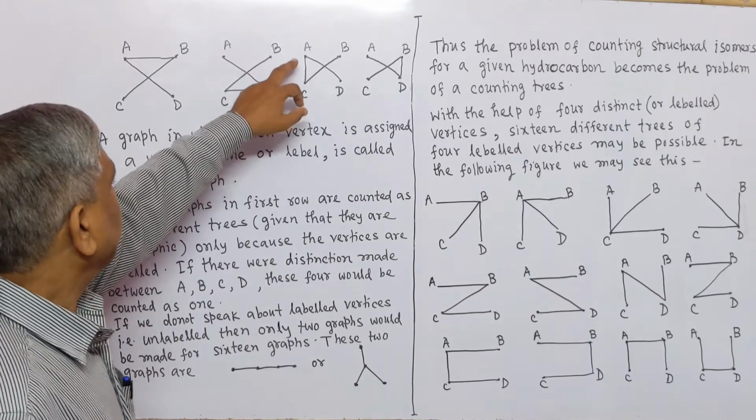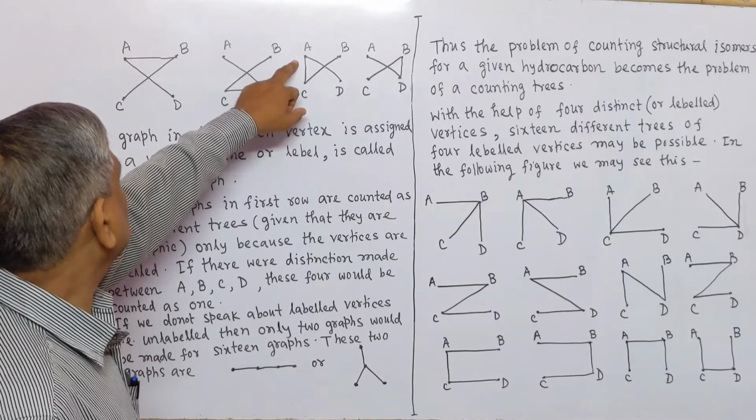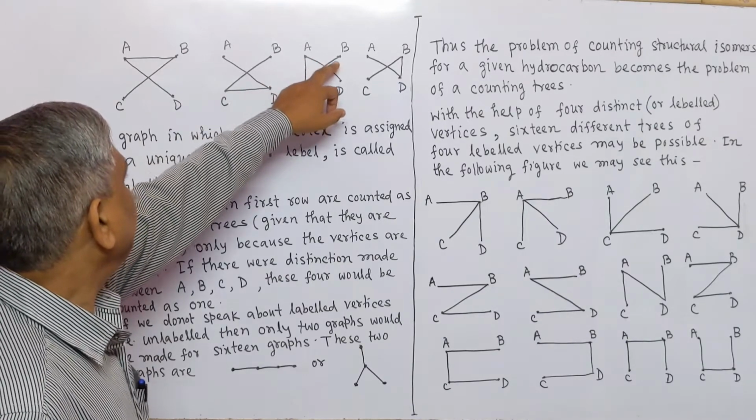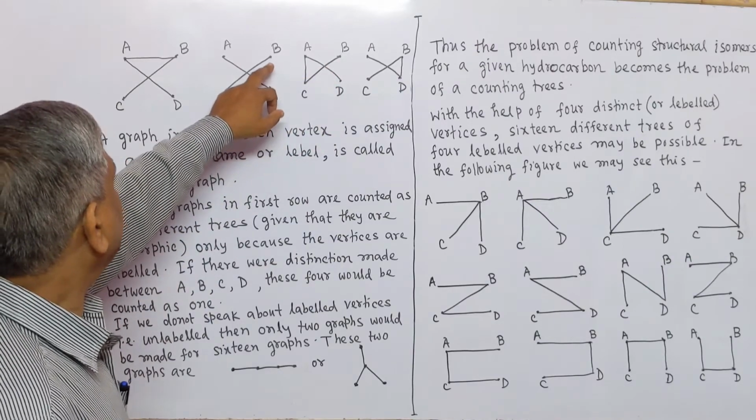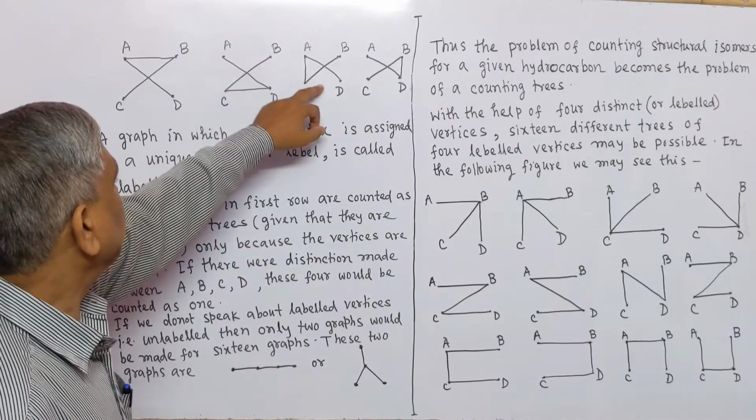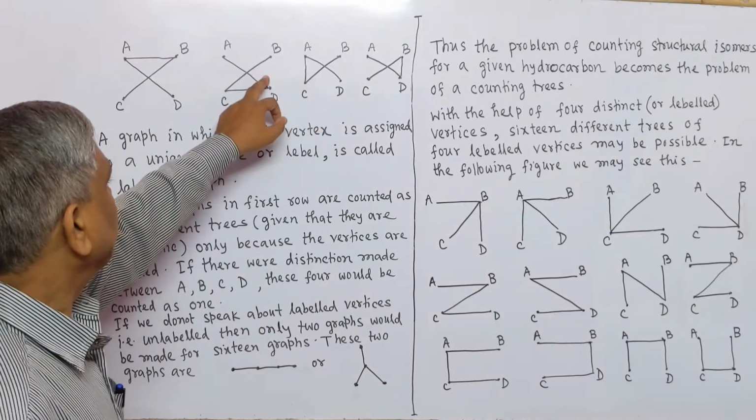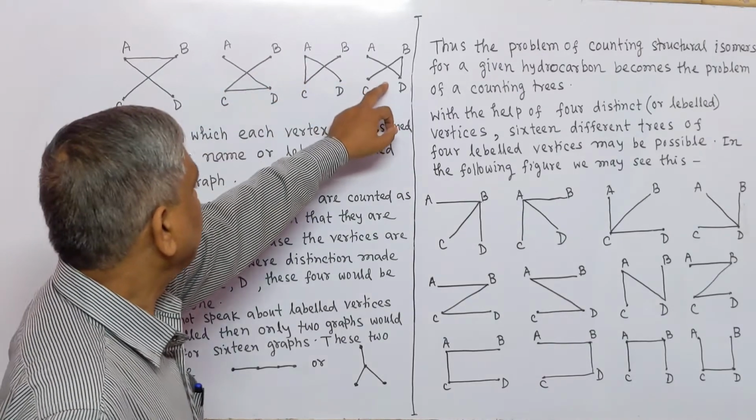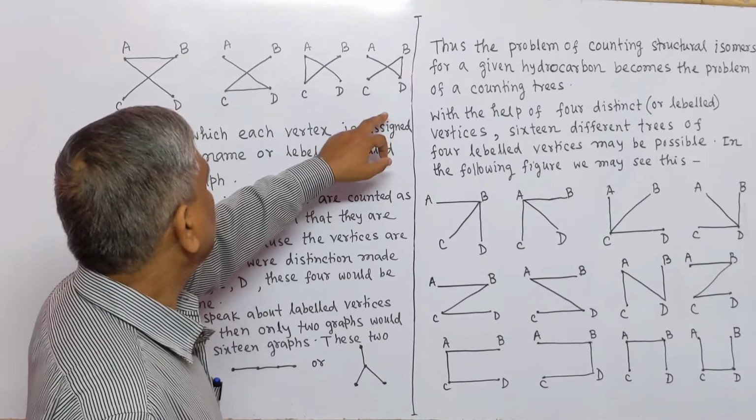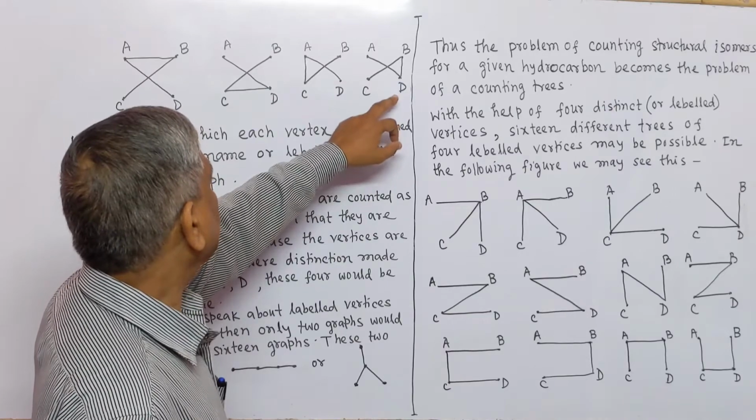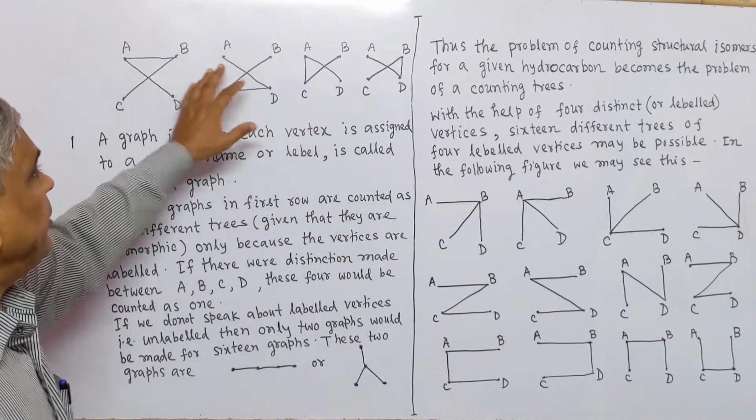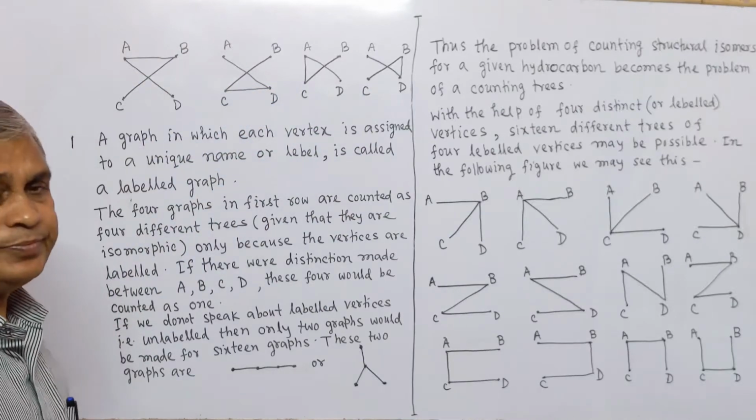Here degree of A is 2, but degree of B is 1. Here degree of B is 1, here degree of A is 1. So this is different from this. And here in this figure, degree of B is 2 and degree of D is also 2. So we get 4 different graphs in this row.